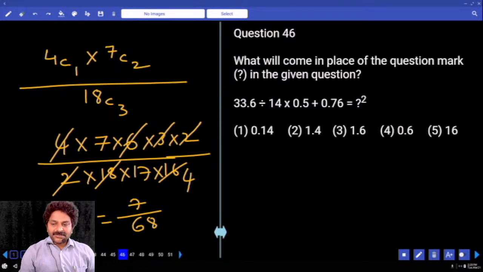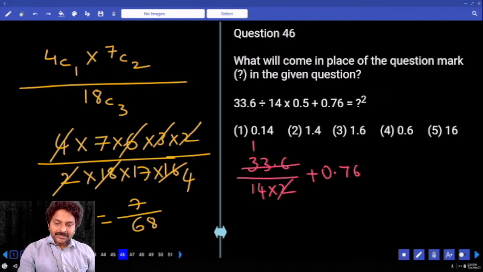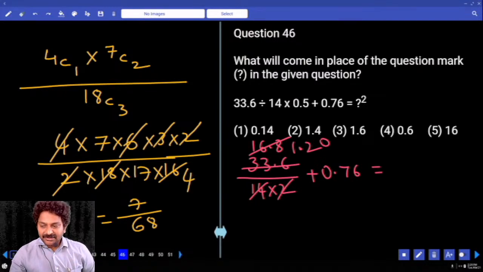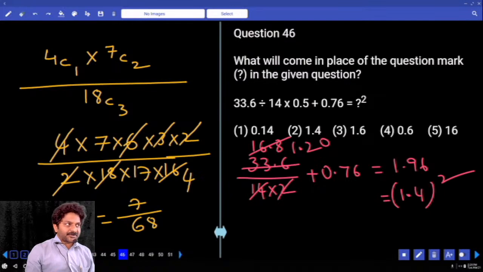Approximations are exact. 33, 0.6 divided by 14 into 0.5 can be written as into 1 by 2 plus 0.76. Let us calculate this value. 16.8, 14, 1.2 or 1.20. 1.20 plus 0.76, 1.96. This is which number square? 1.4 whole square. Answer 1.4, second option.